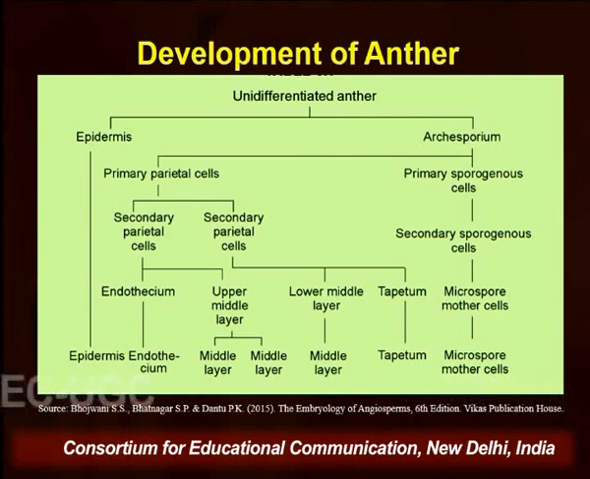Primary parietal cells can undergo mitotic divisions and give rise to secondary parietal cells, which will eventually form the other wall layers apart from the epidermis. Epidermis is the outermost wall layer of the anther. So there are 3 more wall layers, that is the endothecium, the middle layers and the tapetum. So they all arise from the primary parietal cells.